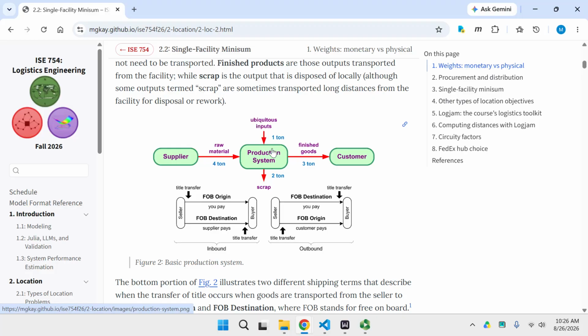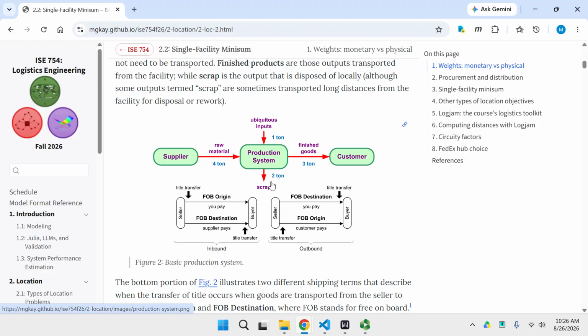So these are shown as being vertical. So we have 1 ton of ubiquitous input, 4 of raw material. So we have a total of 5 tons being produced. But then to the customer, we're only shipping out 3 tons of finished goods. That additional 2 tons is scrap. And the assumption is to be scrap, by definition, it has to be disposed of locally.